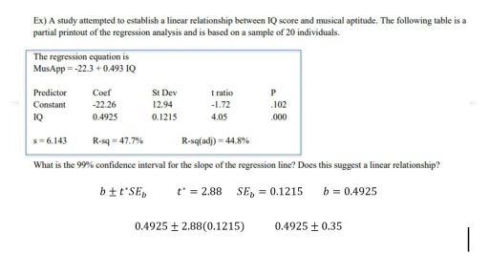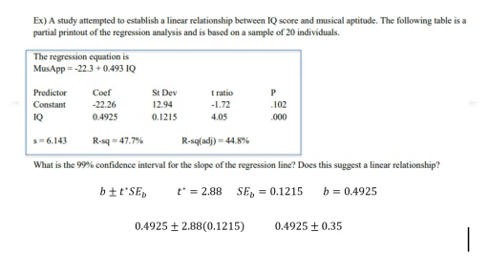And then we would multiply it by the SE b. And then we get our answer of 0.4925 plus or minus 0.35. So that means that the slope could be anywhere from 0.15 all the way up to 0.85. We're 99% confident that there is a slope between those two numbers.